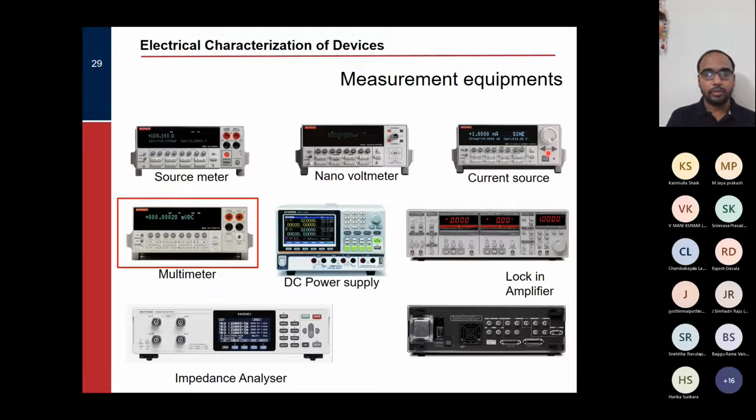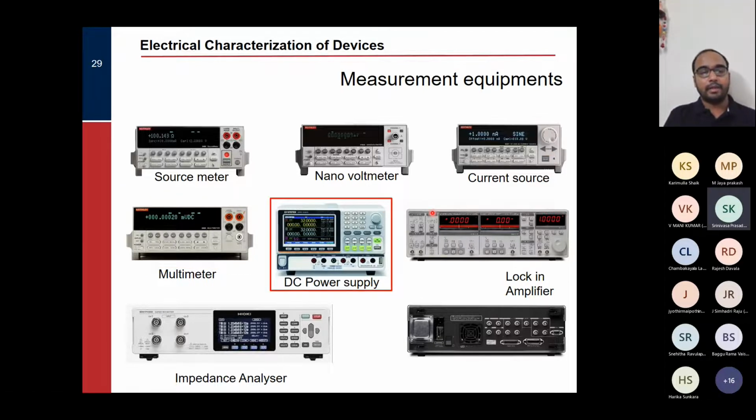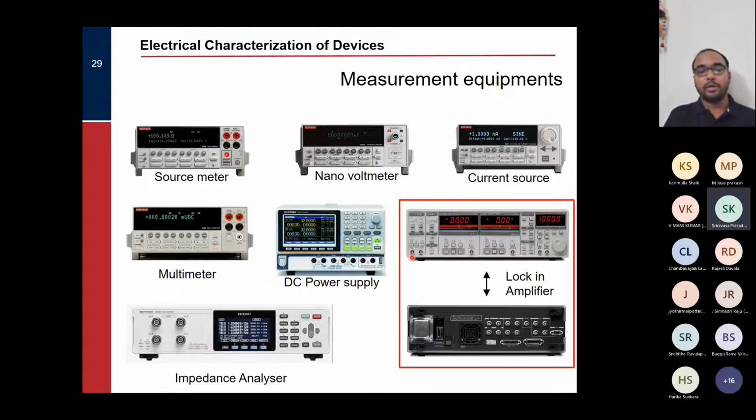Okay, then we can use something called a multimeter. Let's say I have a voltage source, like this DC power supply. Then I can use this meter to measure voltage. If it's a 5.5 digit or 6.5 digit multimeter, then I can measure the voltage or current very accurately, even at a very small current, up to 1 microamp or lower. Okay. So now the next one is the lock-in amplifier.